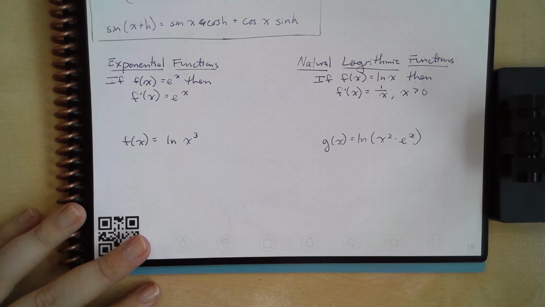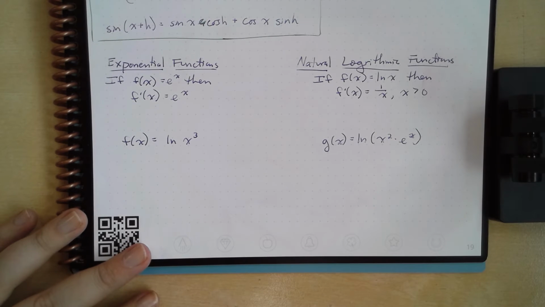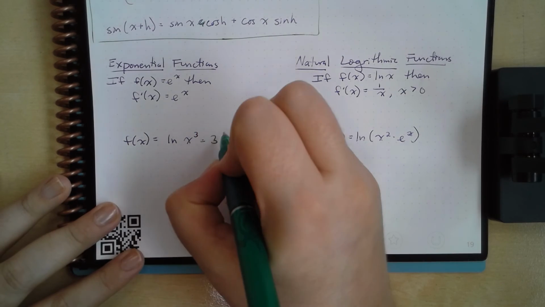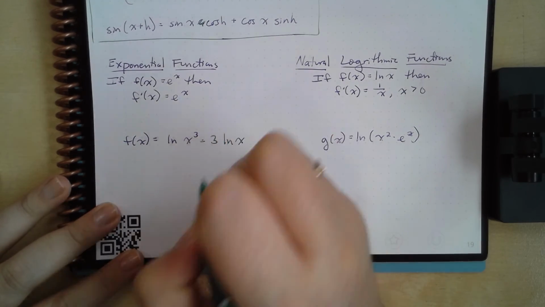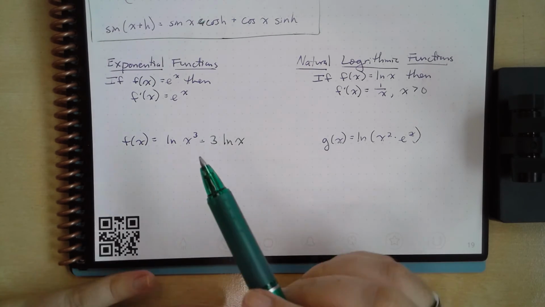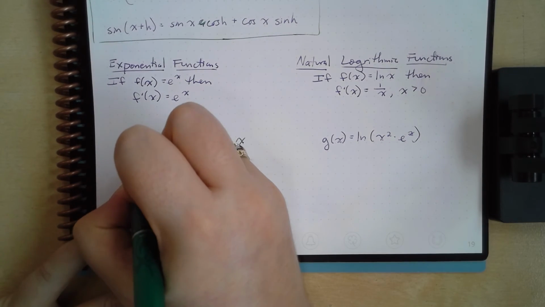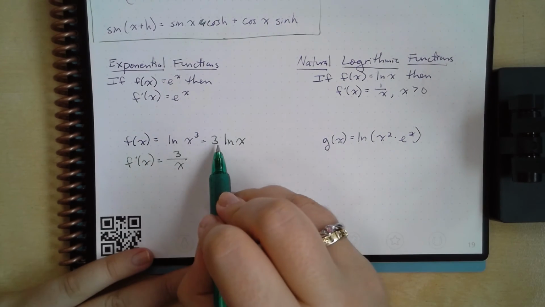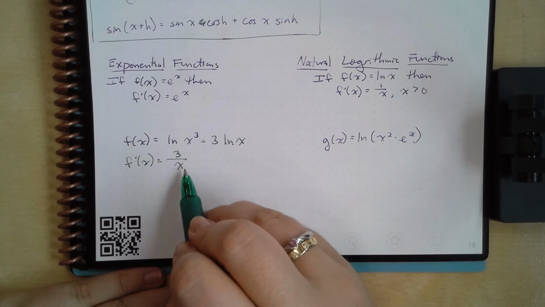Here we've got f of x equals the natural log of x cubed. Well, I can rewrite that as f of x equals 3 natural log of x. You hopefully remember your properties of logarithmic functions. So f prime of x is just going to be equal to 3 over x, right? 3 times the derivative of the natural log of x, which is 1 over x.